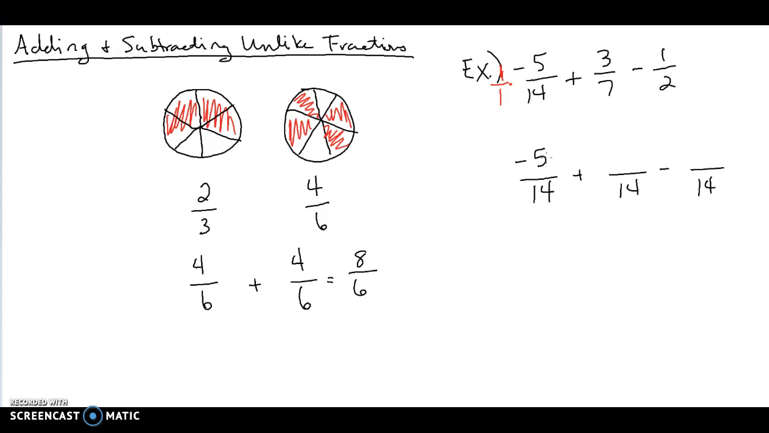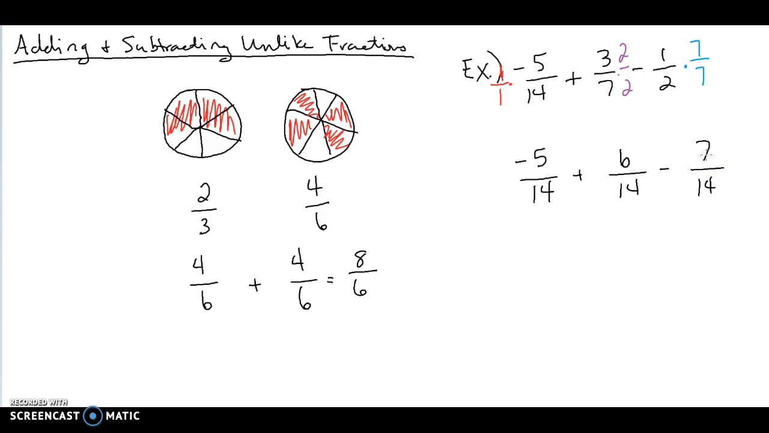Okay, let's look at the 7. What would I have to multiply 7 by to get 14? Well, that needs to be a 2, and if I multiply the bottom by 2, you absolutely positively have to multiply the top by 2. Because 2 over 2 is equivalent to 1, so we're not changing the value, we're just changing the appearance. And 3 times 2 is going to give me a 6. And then finally, what do we need to multiply 2 by to get 14? Well, that needs to be 7. And if we do it to the bottom of the fraction, we absolutely positively have to do it to the top when adding and subtracting. So 1 times 7 is going to give me a 7.